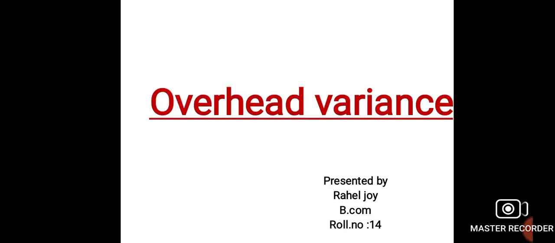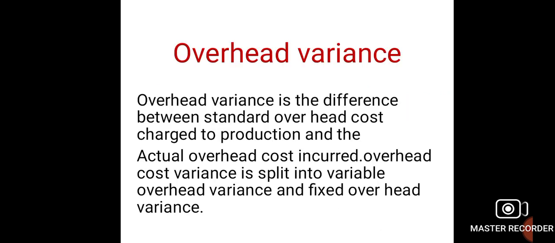Good evening, friends. Today I am discussing the topic overhead variances. Overhead variance is the difference between standard overhead cost charged to production and the actual overhead cost incurred. Overhead cost variance is split into variable overhead variance and fixed overhead variance.